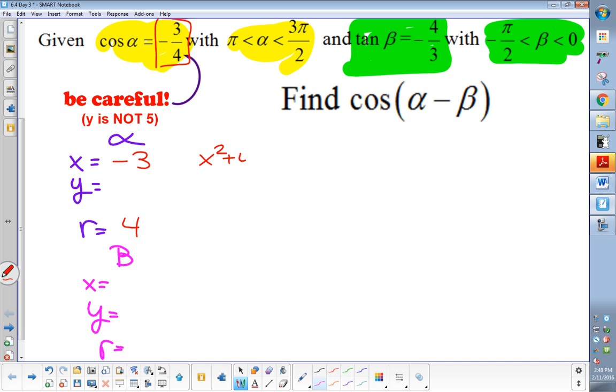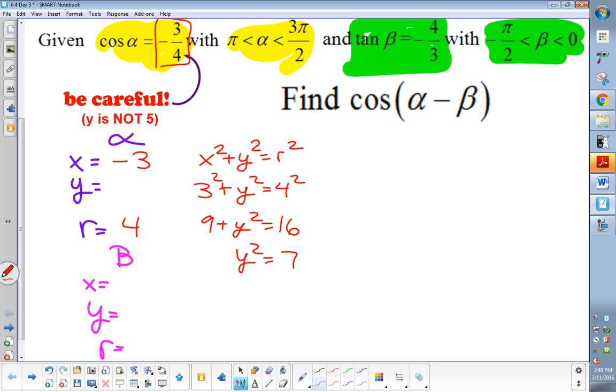But we're not sure here, so we're going to do the Pythagorean theorem. X is 3. I don't know my y. And my radius is 4. So 9 plus y squared equals 16. So y squared equals 7. So what's my y going to be? I'm square rooting, so just square root of 7.